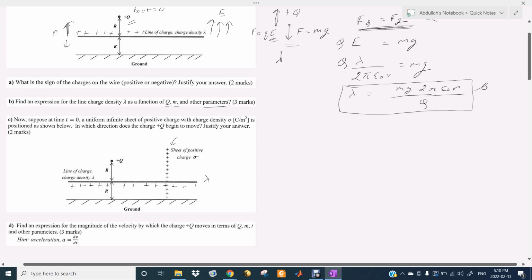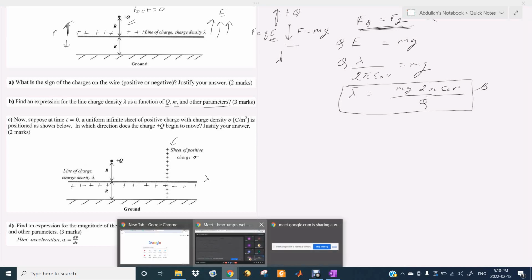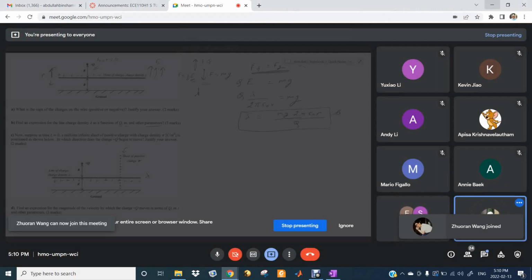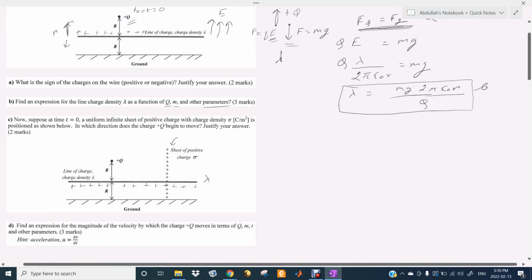So net force was 0, that means if you have this charge... So basically when you have initially a charge Q, you balanced out the gravitational force with the electrical force, right? So therefore your upward and downward forces are balanced, and there were no left or right forces, right? So basically all the forces from all the sides were 0, right?